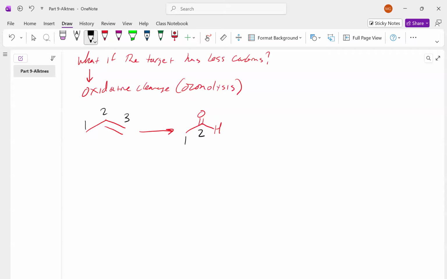The only way I can do that is through an oxidative cleavage reaction using ozone. And since it's an aldehyde, I'm going to use zinc and water. Now, the other product to this, that single carbon there, is carbon dioxide. That's where carbon number three is.